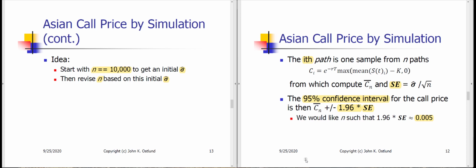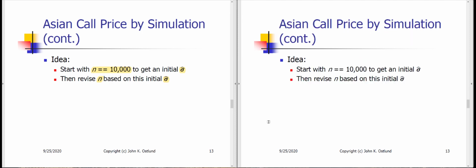So let's walk through the program that first uses a sample size of 10,000 to do an initial simulation to get an initial mean value for the call price and, in some sense, more importantly, an initial estimate for what the standard deviation of those call prices is. We'll then take that initial estimate of the standard deviation and use that to select a better n that will get us to our plus or minus half a penny confidence interval. All right, so here's that code.